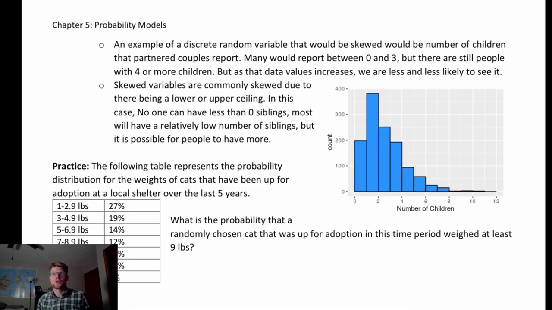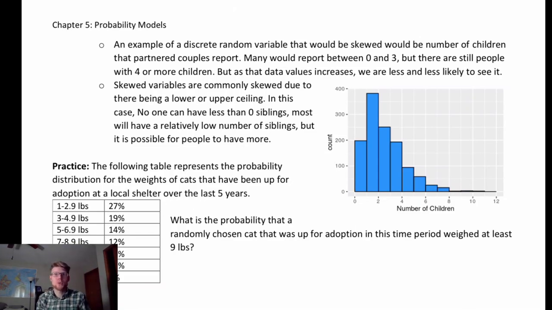So an example of a discrete random variable that would probably be non-symmetric would be how many children different married or partnered couples have. Most couples are probably going to have between 0 and 2 children. 0, 1, and 2 are going to be very common numbers. However, we still obviously see couples with 3 and 4 and 5 children. It's just that it's going to get less and less likely the farther away we get. So there is going to be an initial peak, probably around 1 or 2, and then that number is going to noticeably drop off. So it'll be non-symmetrical later.